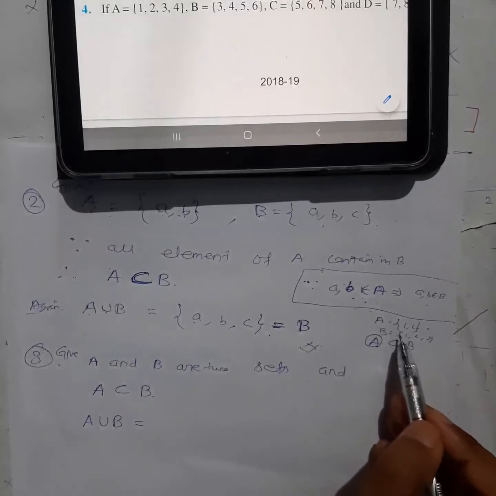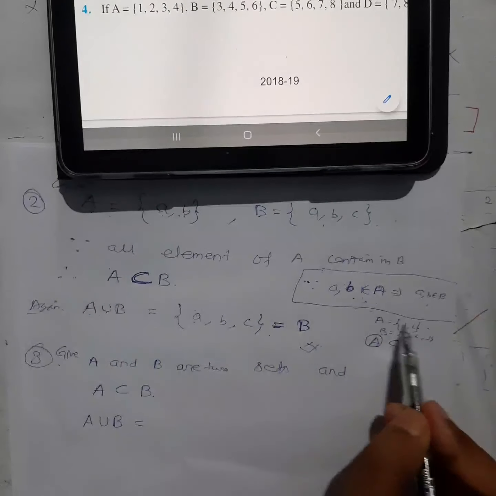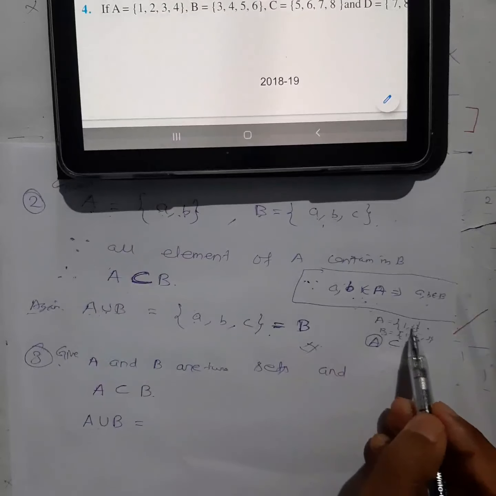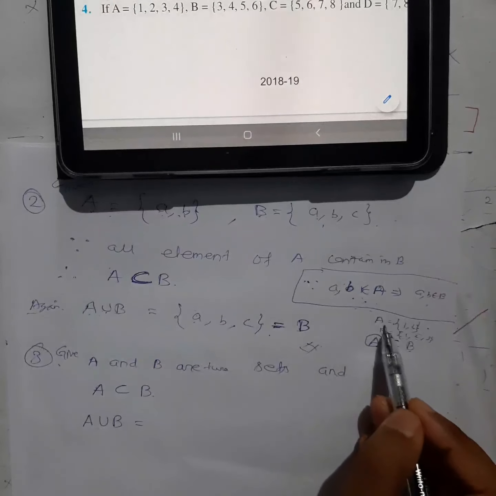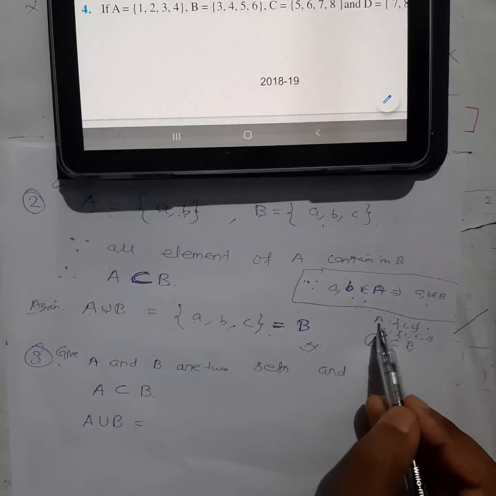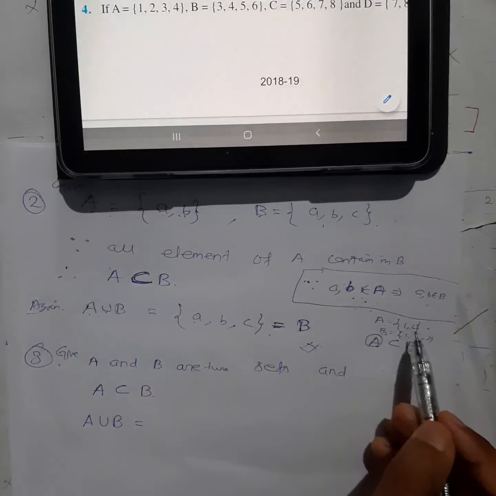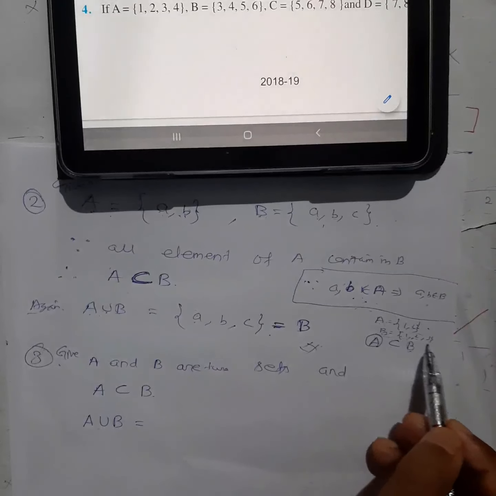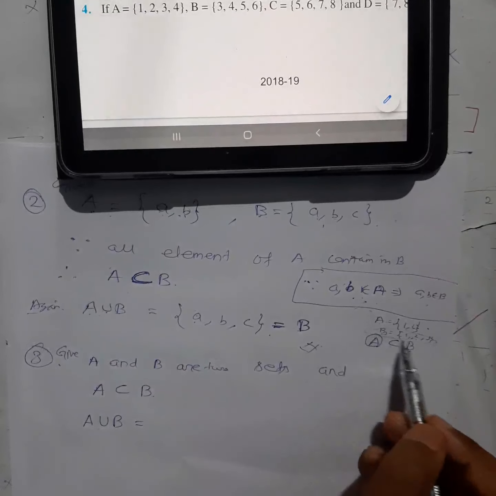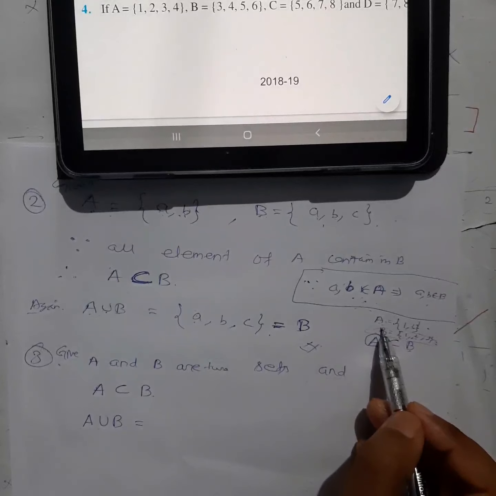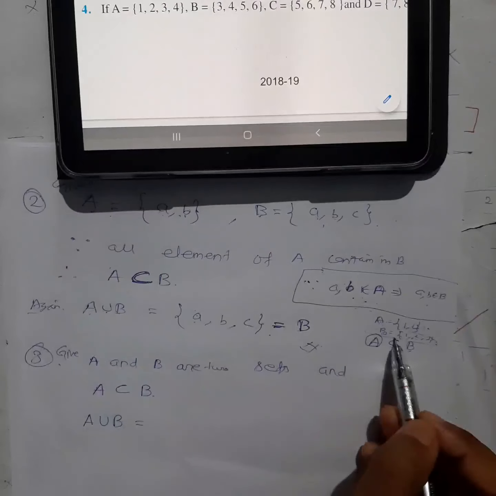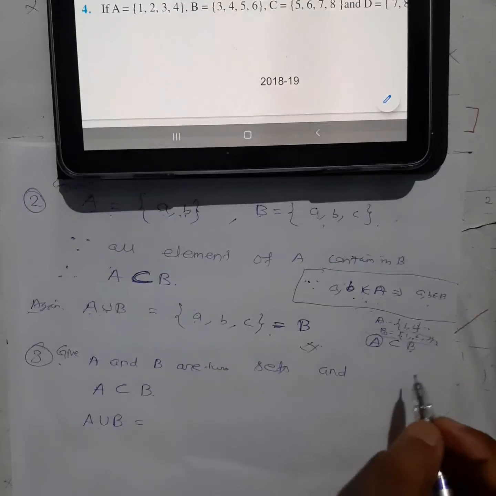Now when you find union, what will you do? You will write all elements of this and then all elements of this. Now see here, all elements of A are obviously here, right? Because A is a subset of B. If A is a subset of B, all elements of A will be there in B. So when you find union, obviously your union will be set B only. Because when we write union, we write all elements of A and B, right? So here there is no logic of writing elements of A. We can say that all elements of B we are writing.